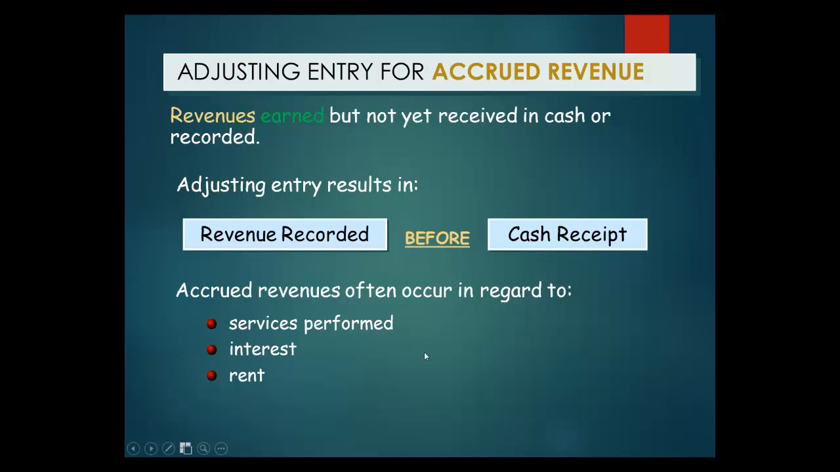Somebody comes into the room and says, hey, we finished those posters early, we finished those brochures early, we finished that work early, and we need to recognize the revenue even if we haven't billed it. So we've earned it. That's the test. There are other types of accruals, interest revenue, rent revenue, but we're going to talk just about service revenue today.